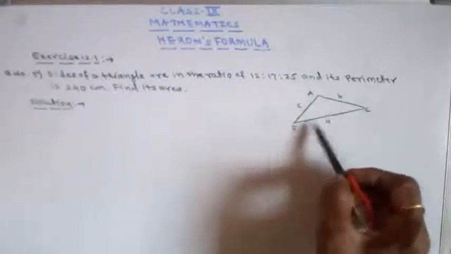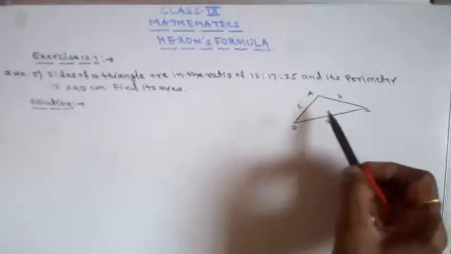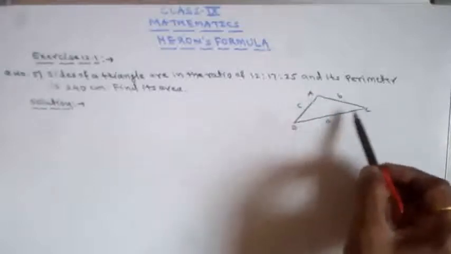Let this side BC be small a, because this is the side which is opposite to the vertex capital A. Let this side AC be small b and this side AB be small c.